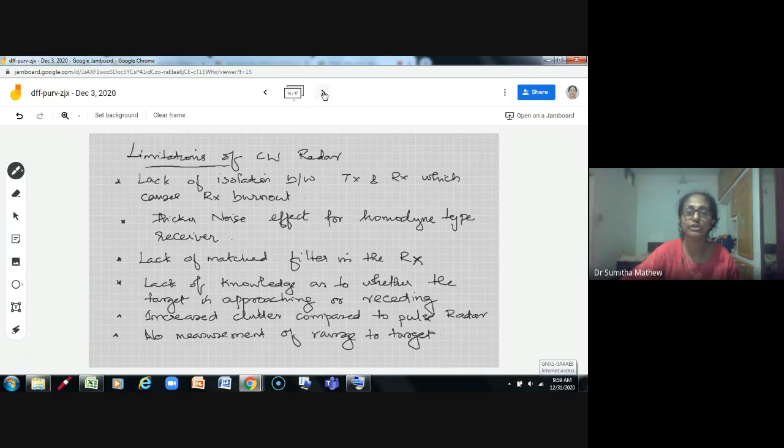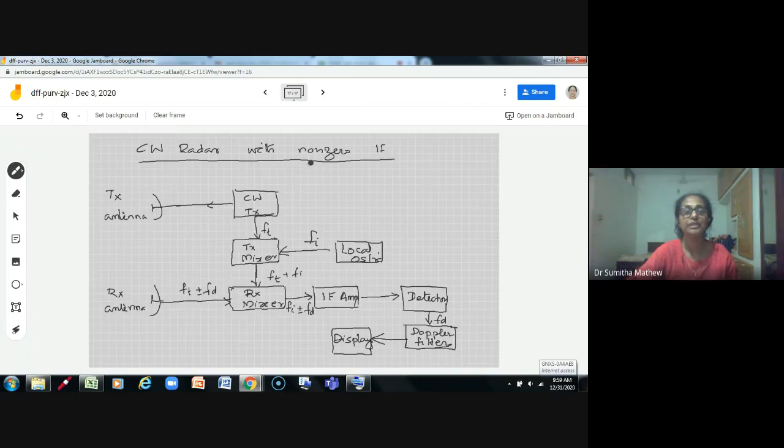Now moving on to the next type of radar, that is continuous wave radar with non-zero IF. This is the one which avoids the flicker noise effect, where you have a super heterodyne receiver and it has a non-zero IF. IF stands for intermediate frequency. That is, you mix with a local oscillator signal and convert to an intermediate frequency. That's the working. So continuous wave radar with non-zero IF.